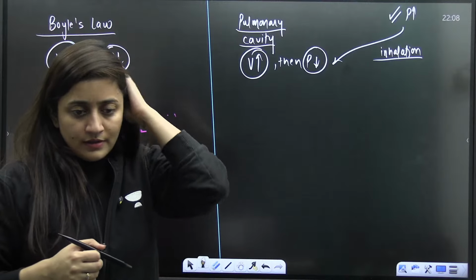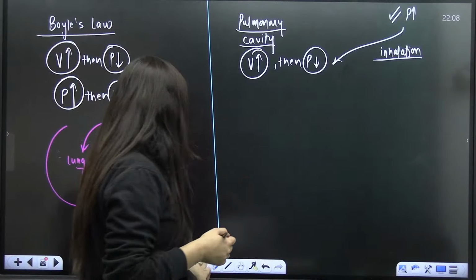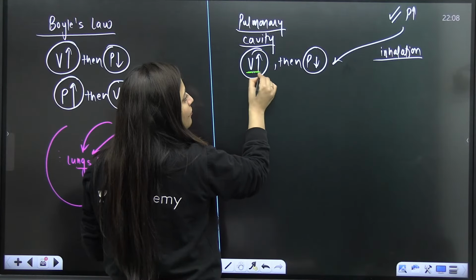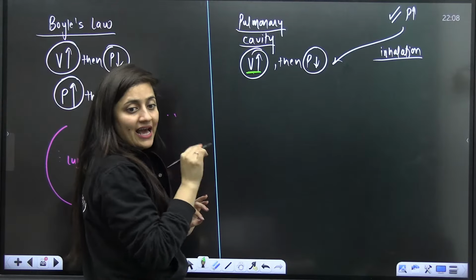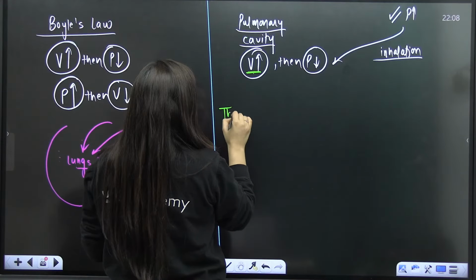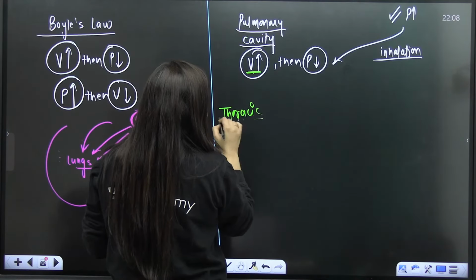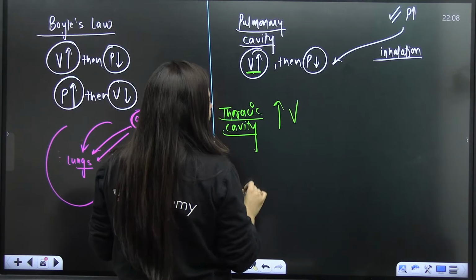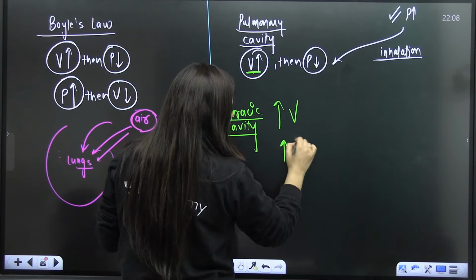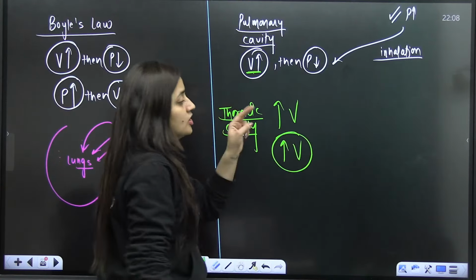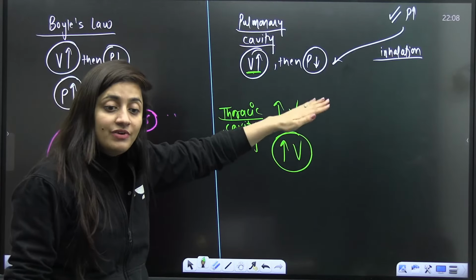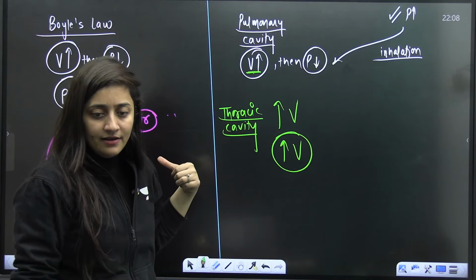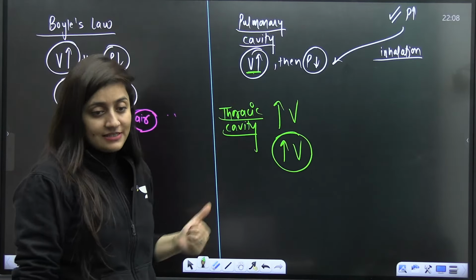So basically, what I need to do here is increase the volume of the pulmonary cavity. And I know that it is directly related to the thoracic cavity. So if I increase the volume of the thoracic cavity, then obviously there is an increase in the volume of the pulmonary cavity as well. If volume increases, the pressure decreases, and the air will come inside.